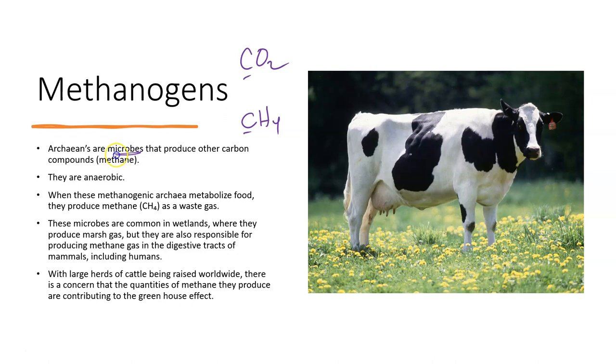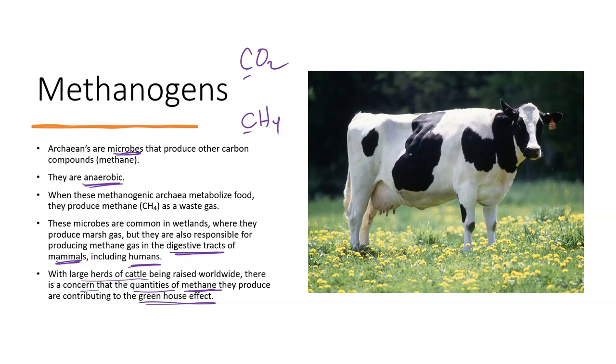These methanogens are microbes that produce methane. They live in anaerobic conditions, which typically means that they live in guts or digestive tracts of mammals, including humans, and livestock. Okay, we have a lot of livestock on our planet. We obviously harvest cows for a big component of our food production, but with large herds of cattle being raised worldwide, there are concerns that the quantities of methane they produce are contributing to the greenhouse effect. One of the biggest, most widely understood hypotheses surrounding the greenhouse effect and global warming is the idea of herding cattle and raising cattle for food production.